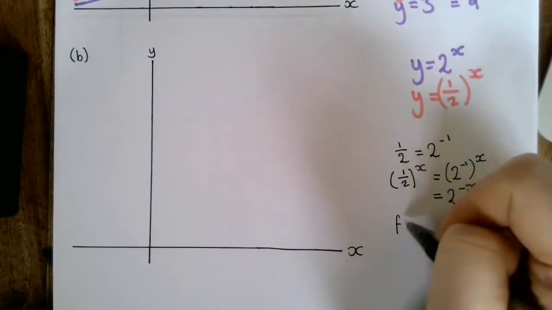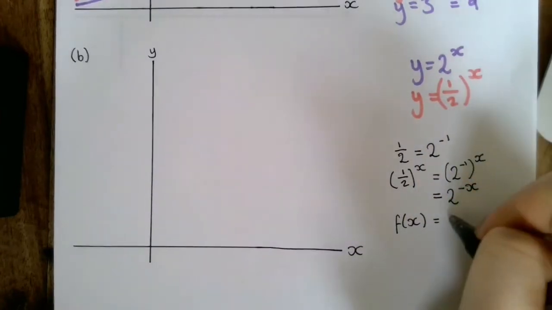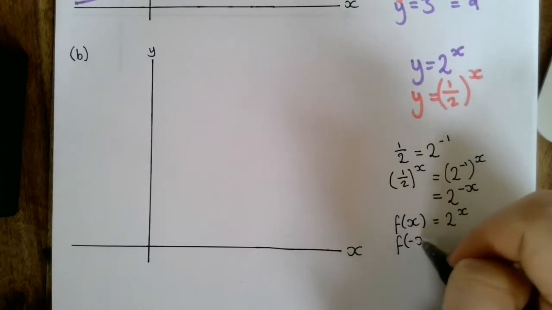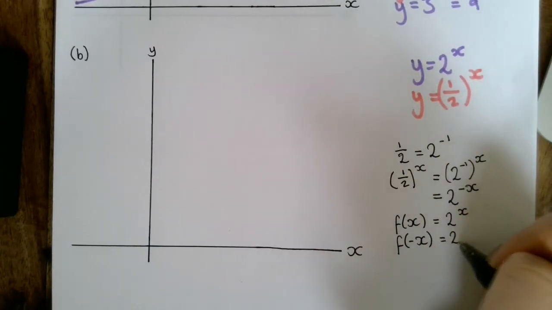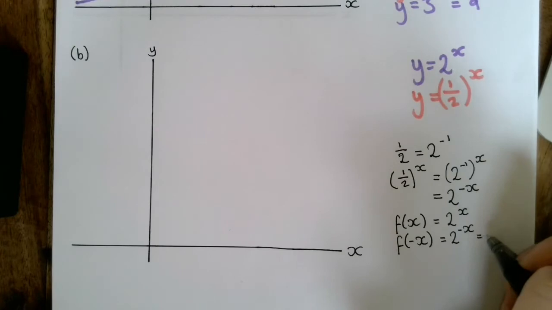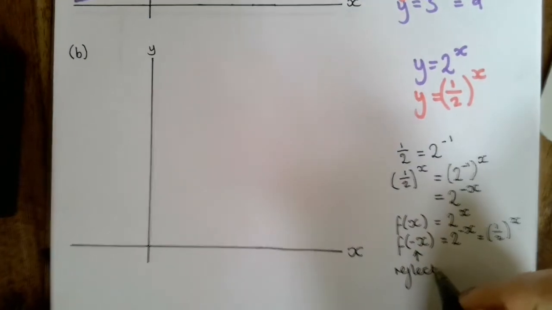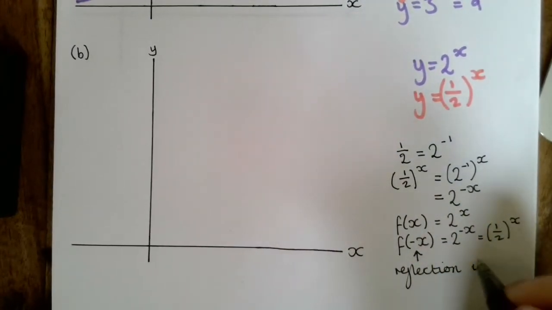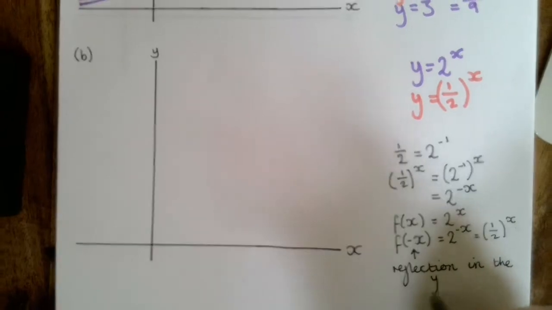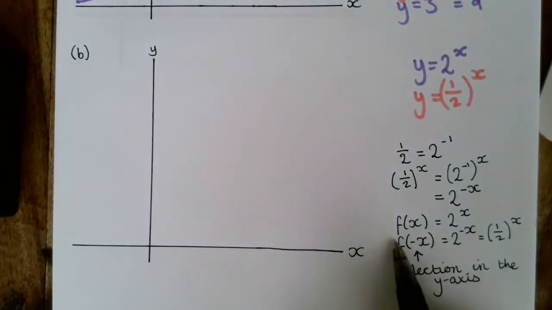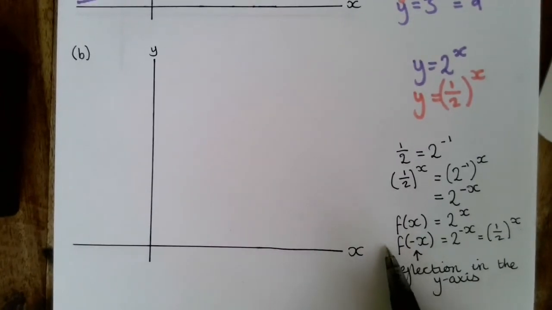So if f of x is equal to 2 to the power of x, f of minus x is equal to 2 to the power of negative x, which is a half to the power of x. That is a reflection in the y-axis. If the negative sign was outside of the function, it would be a reflection in the x-axis.